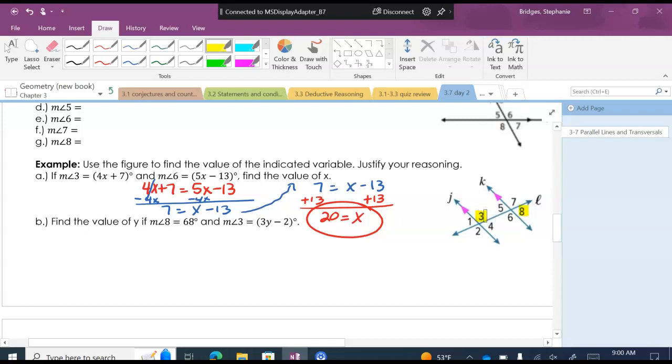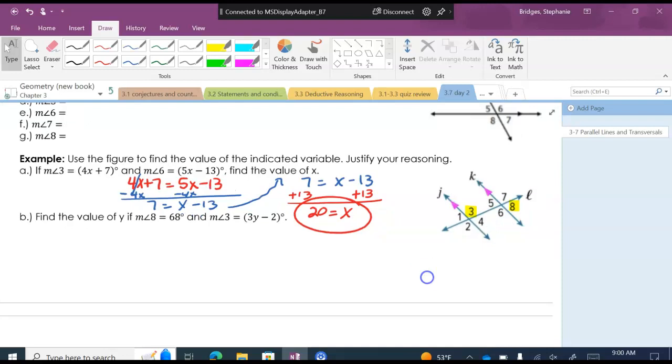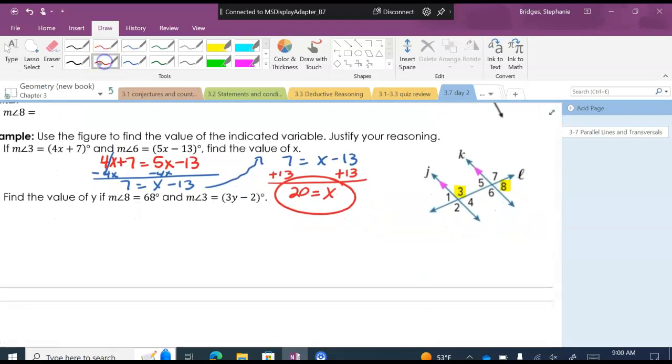All right, let me ask you this. What does it tell me about angle 8? It's 68. What other angle around 8 would also be 68? 5. And then what I want to look at is this. What kind of angle pair are 3 and the 68 degree angle? Alternate interior, alternate exterior, corresponding, same side interior?